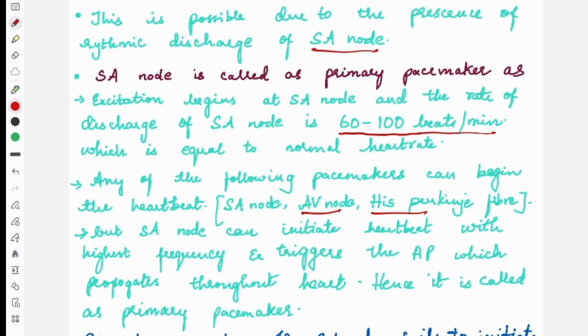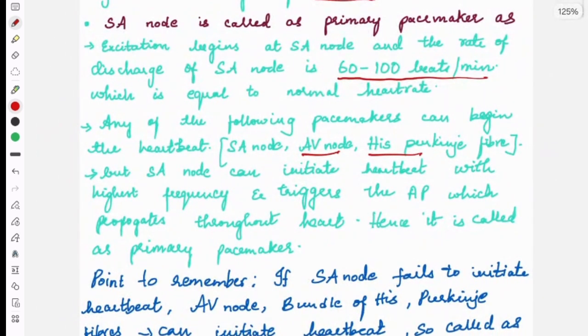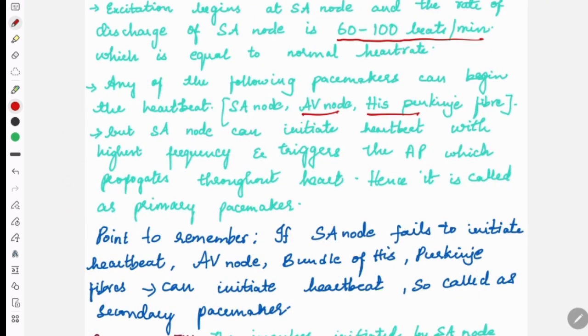When will they get activated? Whenever the SA node is not working and is not able to discharge the stimulus, these pacemakers come into action. They are responsible for conducting the stimulus. But what is the uniqueness of the SA node? It is the only node that can initiate the heartbeat with the highest frequency.